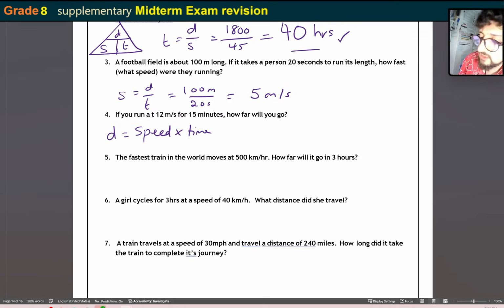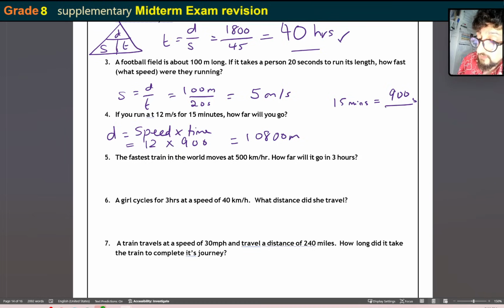How do I change the minutes into seconds? 15 minutes is how many seconds? So I have to go, how many seconds in a minute? 60. 15 minutes has 15 times 60, so that's 900 seconds. So that's going to be 12 meters per second, the speed, multiplied by 900 seconds, and that's going to be the distance. 12 times 900, which is 10,800 meters.